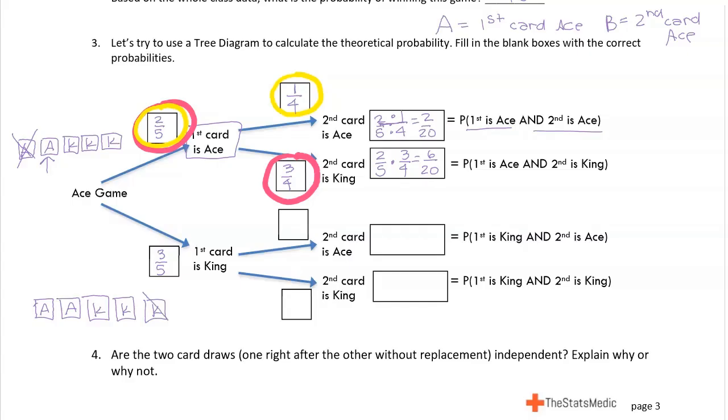We have a king, and we are going to now remove it from the deck. So the sample space has now changed. That's what makes this a dependent event. We're changing how many possibilities there are.